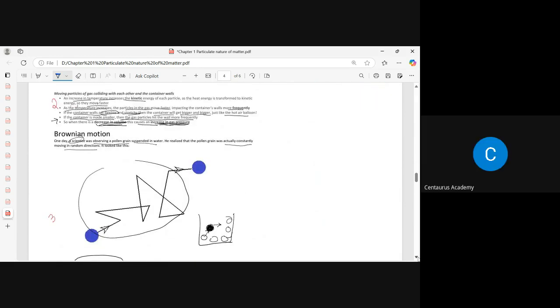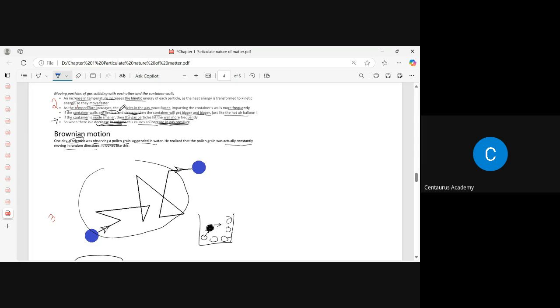Then moving on, an increase in temperature increases the kinetic energy of the particles as the heat energy is transformed into kinetic energy, so that they move faster. As the temperature increases, the particles in the gas move faster, impacting the walls of the container more frequently. If the container walls are flexible and stretchy, just like a balloon, the container gets bigger and bigger, so it starts to expand. Also in a hot air balloon.